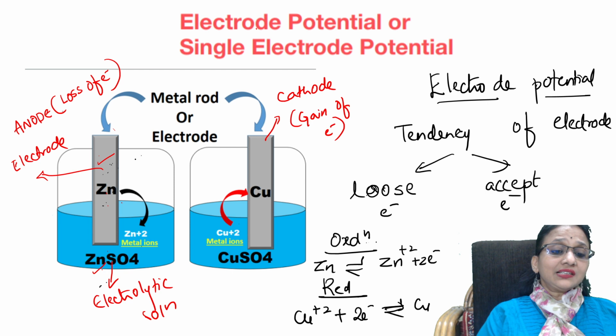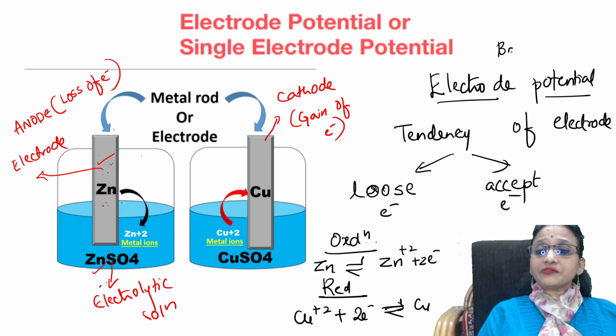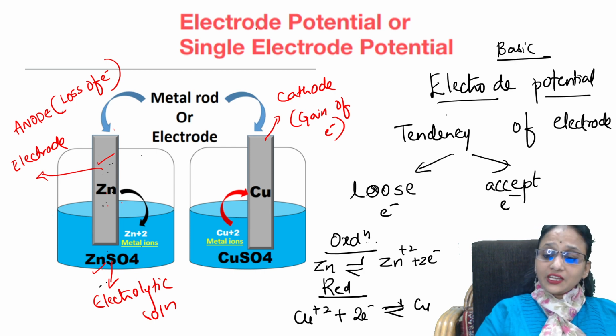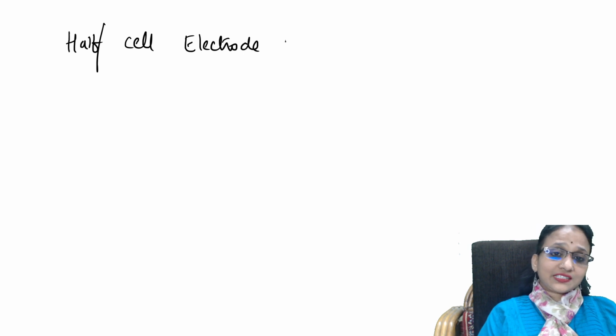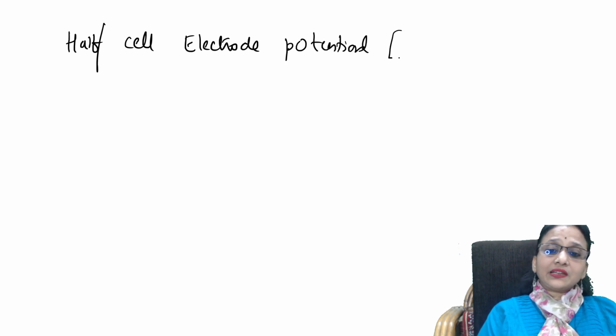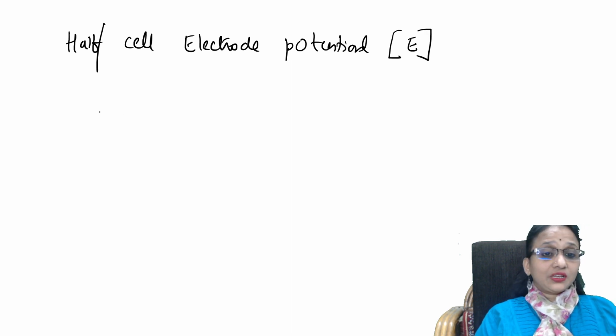The difference between the metal strip and your electrolytic solution is known as half cell electrode potential. Let us write. This is the basic electrode potential difference. If somebody asks what is meant by half cell electrode potential, just write: it is denoted by the capital E.